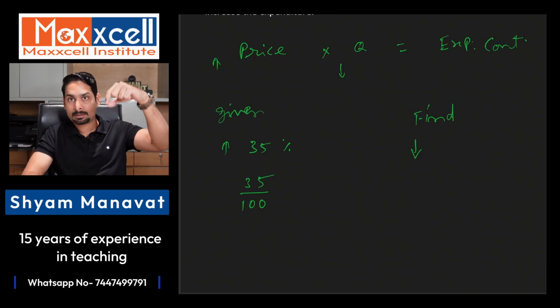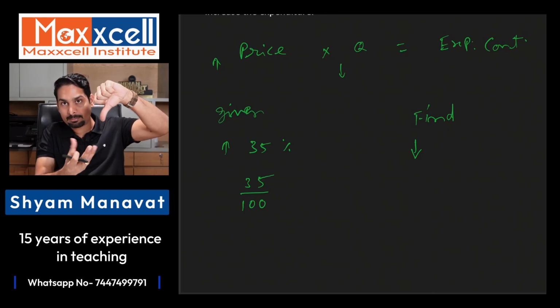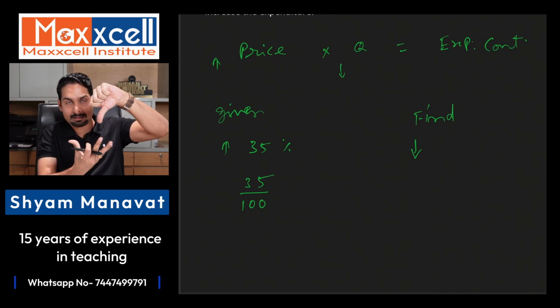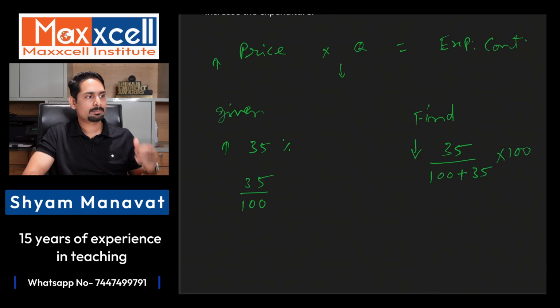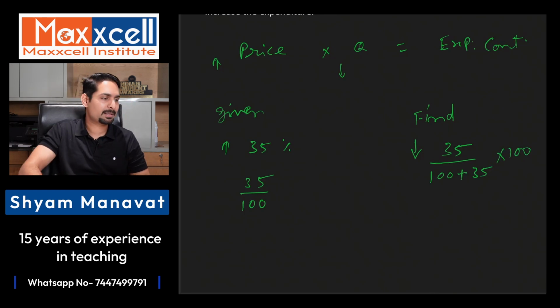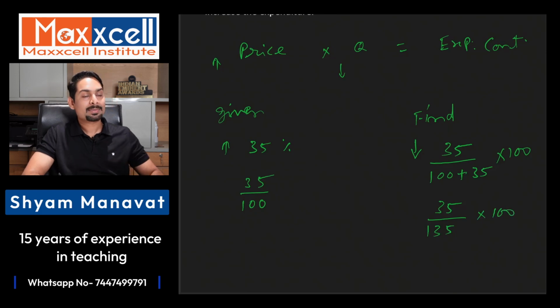To decrease the value, increase the denominator. Remember that. So decrease the value, increase the denominator. 35 by 100. Increase the denominator. And you don't need to remember by what value. 35 है ना, उसी से increase करना है. Okay. So this is going to get me 35 by 135 into 100. If I simplify this, I'll get the decrease in the consumption so that expenditure remain constant.